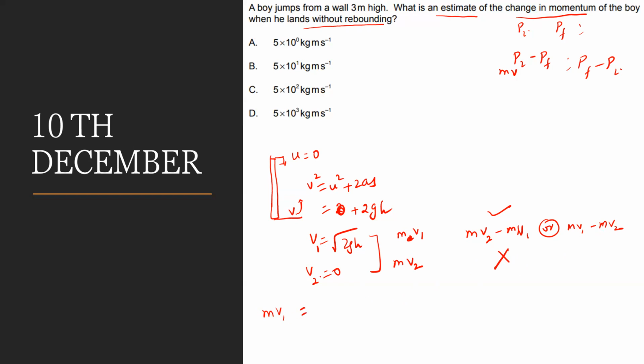Now, what is M? M is not given to you. What is V1? Let us do that. M into square root of 2gh. 2g into 3, what is the answer I get here? So I get this as M into square root of 20 into 3, which is 60.